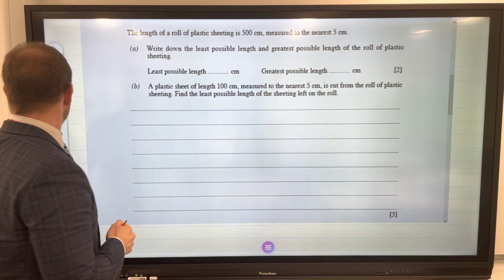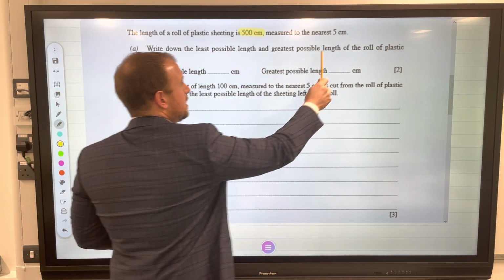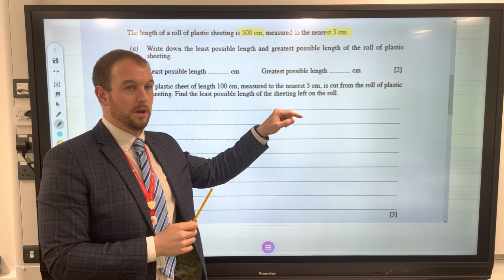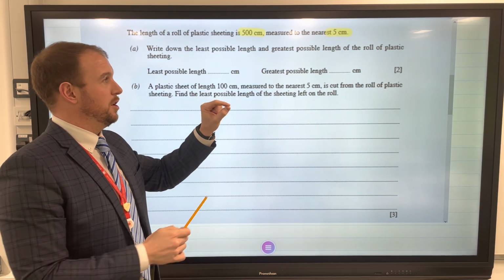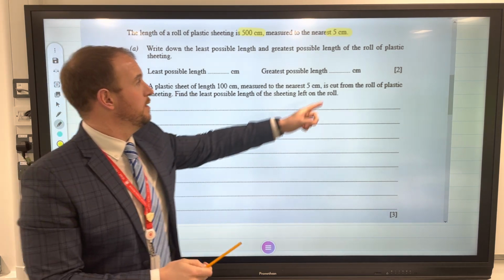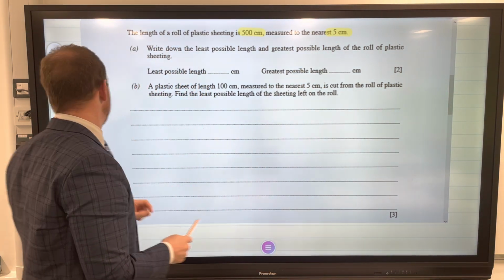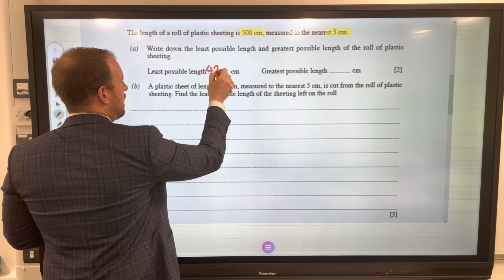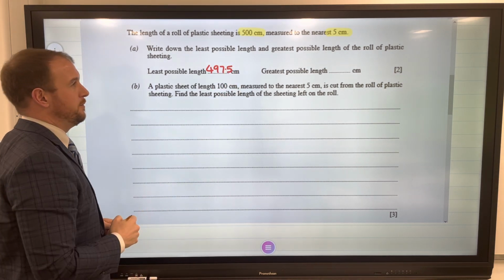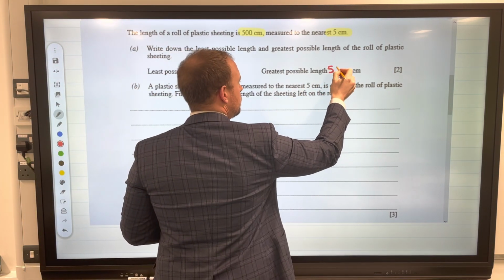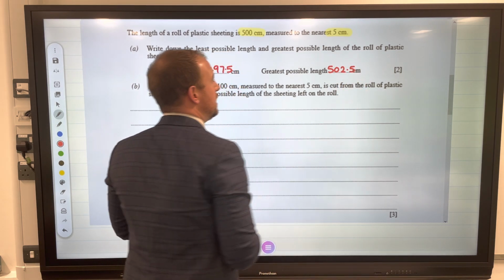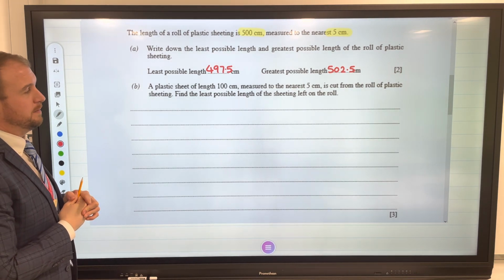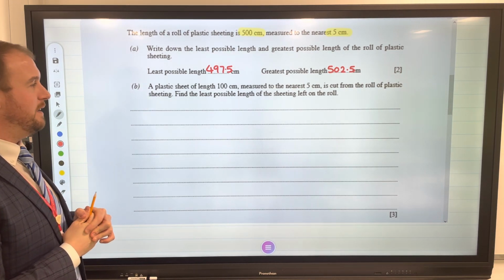Well, this time, 500 centimetres to the nearest 5 centimetres. The last one was nearest 10 and nearest 1. Okay, nearest 5, so then we go 2.5 either way. You can see it's just half that, so it's 2.5 either side. So then the least length would be 497.5. Greatest possible length, 502.5 centimetres.